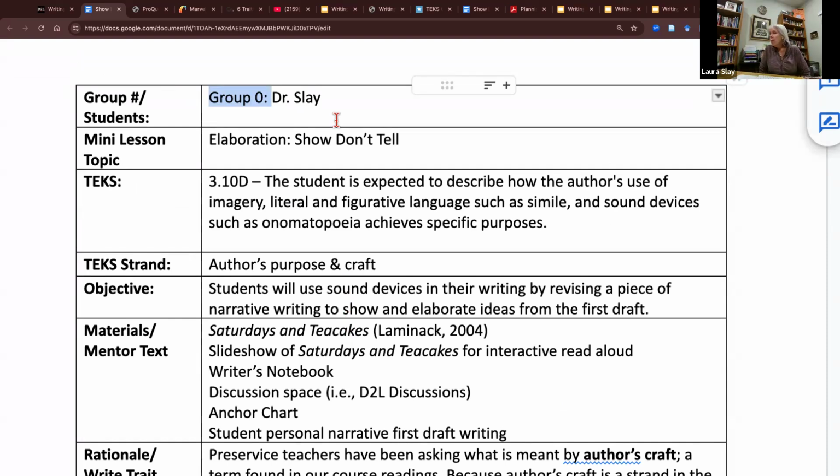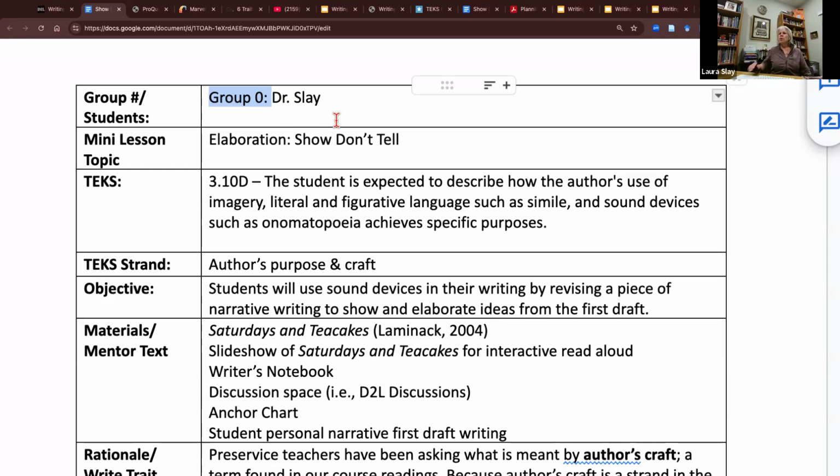Now, let me back up. You may go to your group for help, for advice, for feedback, for bouncing ideas off of. I have no problem with any of that, but you are submitting your own individual lesson plan. The mini lesson topic was elaboration. I used the topic of elaboration, which falls under the idea of voice as one of the writing traits, okay? And I gave it a name and I called it Show, Don't Tell.